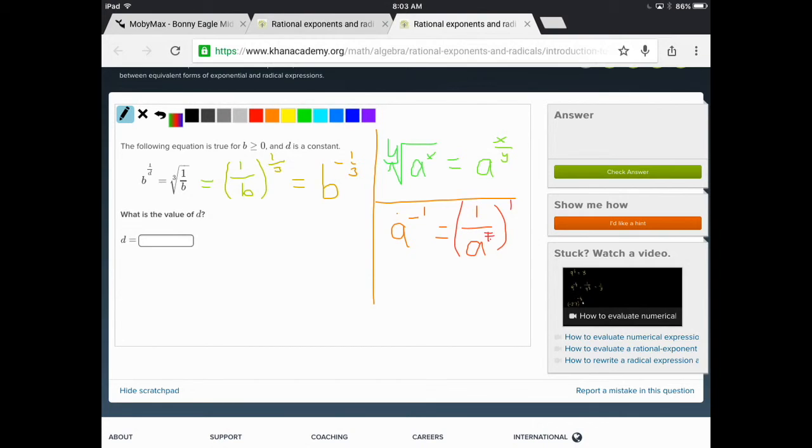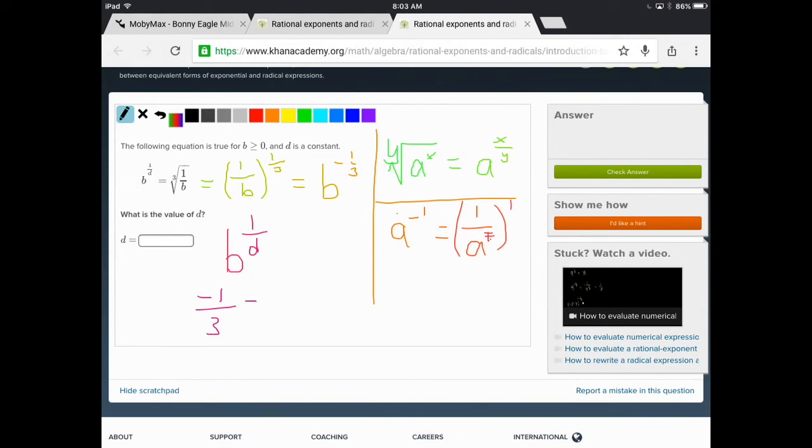So, back to our problem. We're actually looking for, remember, we're looking for d. We're looking for the inside of that fractional exponent, the denominator of it. So we actually have something similar to what we're looking for in b to the negative 1 over 3.